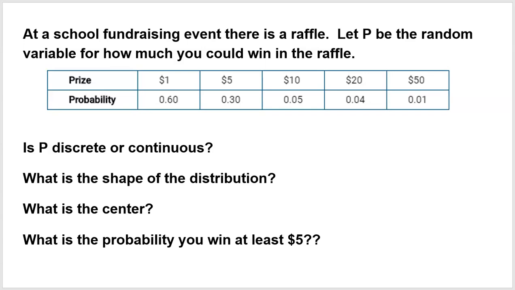All right, let's do another example here. So at a school fundraising event, there's a raffle. Let P be the random variable for how much you could win in the raffle. So the raffle is either going to cause you to win $1, $5, $10, $20, or $50. These are the only 5 outcomes, which makes this definitely discrete because I literally just listed everything that can happen. The associated probabilities are also listed very, very simply. What's the shape? Well, hopefully everybody's thinking skewed right. The outcomes of 1 and 5 are much, much more likely. 1 is way up here at 60%. 5 is at 30%. And then 10, 20, and 50 are very, very low. $50 only a 1% chance. So we definitely have a skewed right distribution.